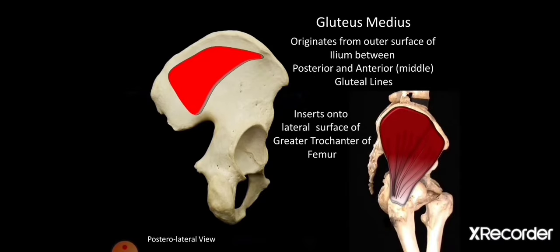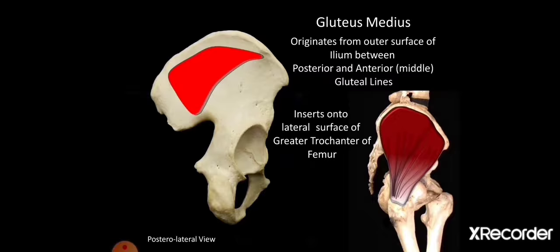Then this is the gluteal surface of the hip bone, and from here we have the origin of the gluteal muscles. The posterior most part gives origin to gluteus maximus, and in the middle we have the gluteus medius.